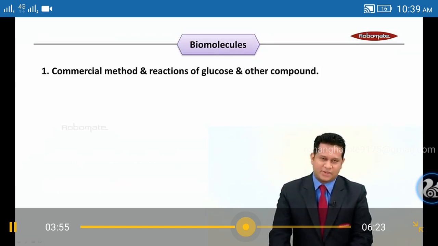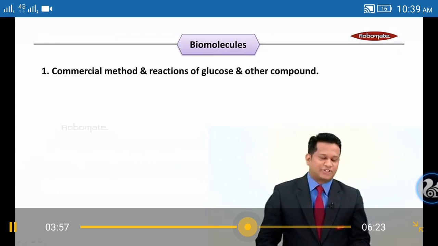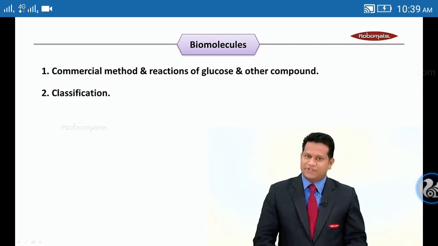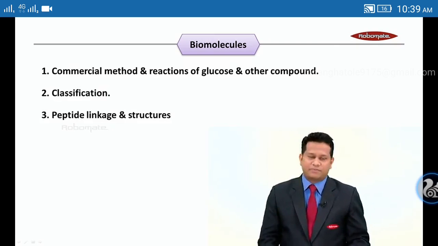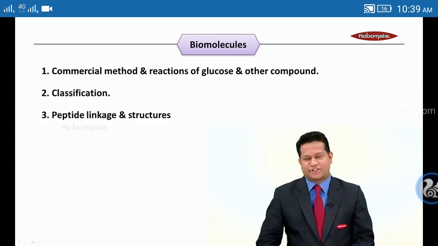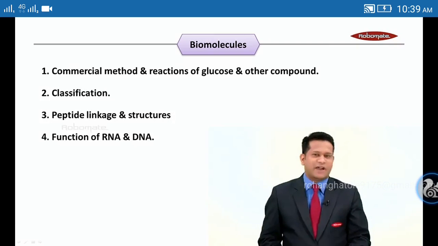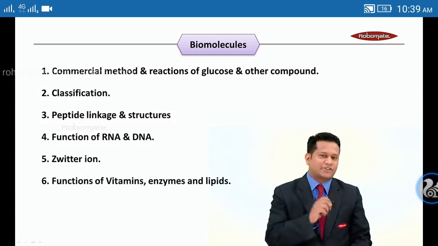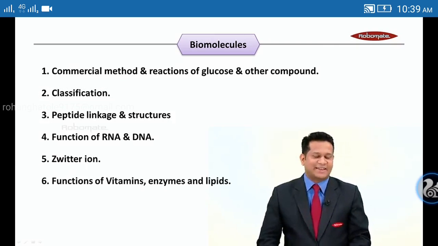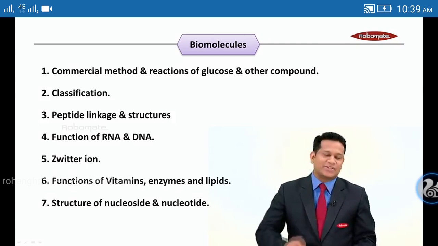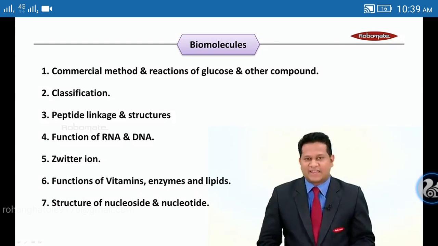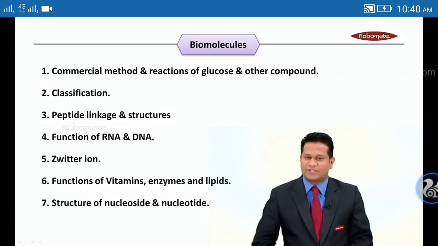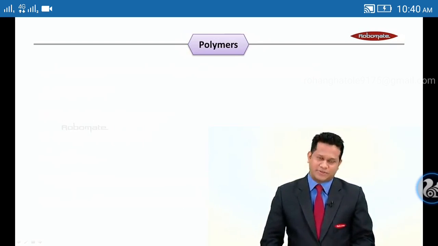The first question is the commercial method and reactions of glucose and some other compounds. Classification is also one of the most important question. Peptide linkage and structures, functions of RNA and DNA, zwitterion, and followed by the function of vitamin, enzymes and lipids. Also the structure of nucleoside and nucleotide. So these are some important questions from the chapter biomolecules.